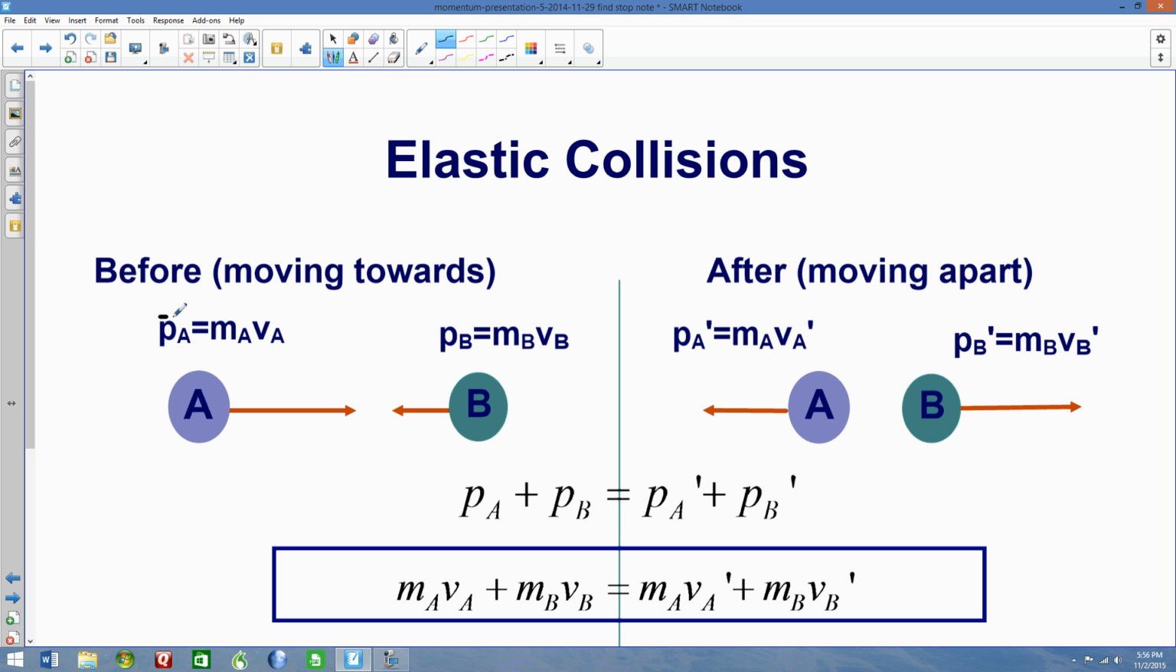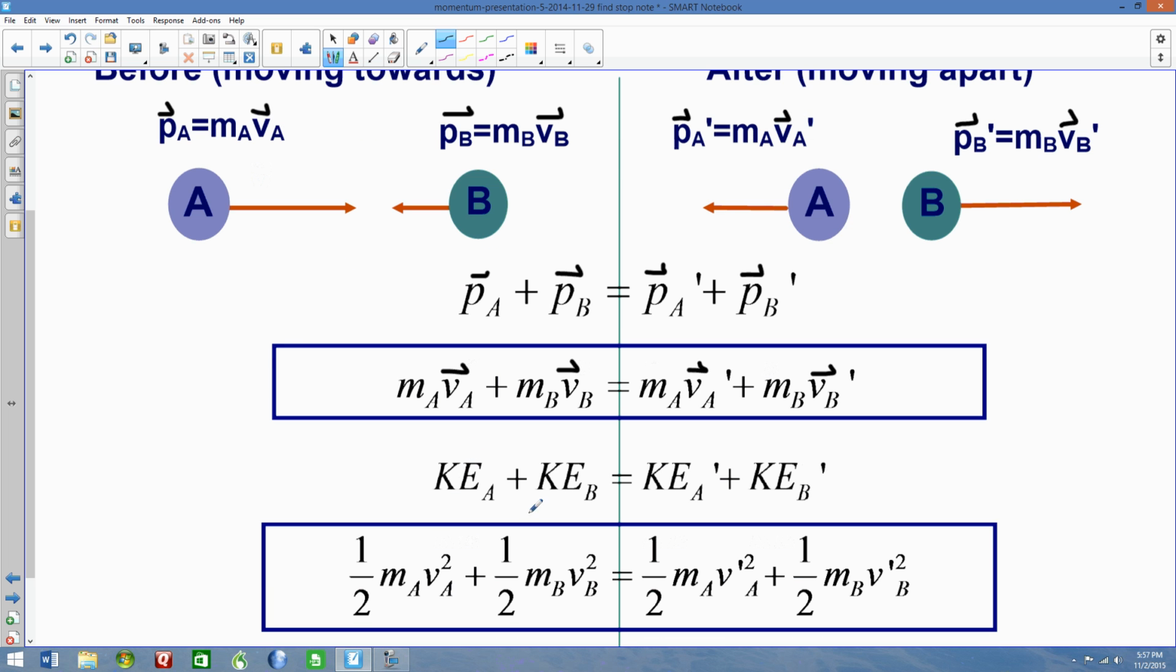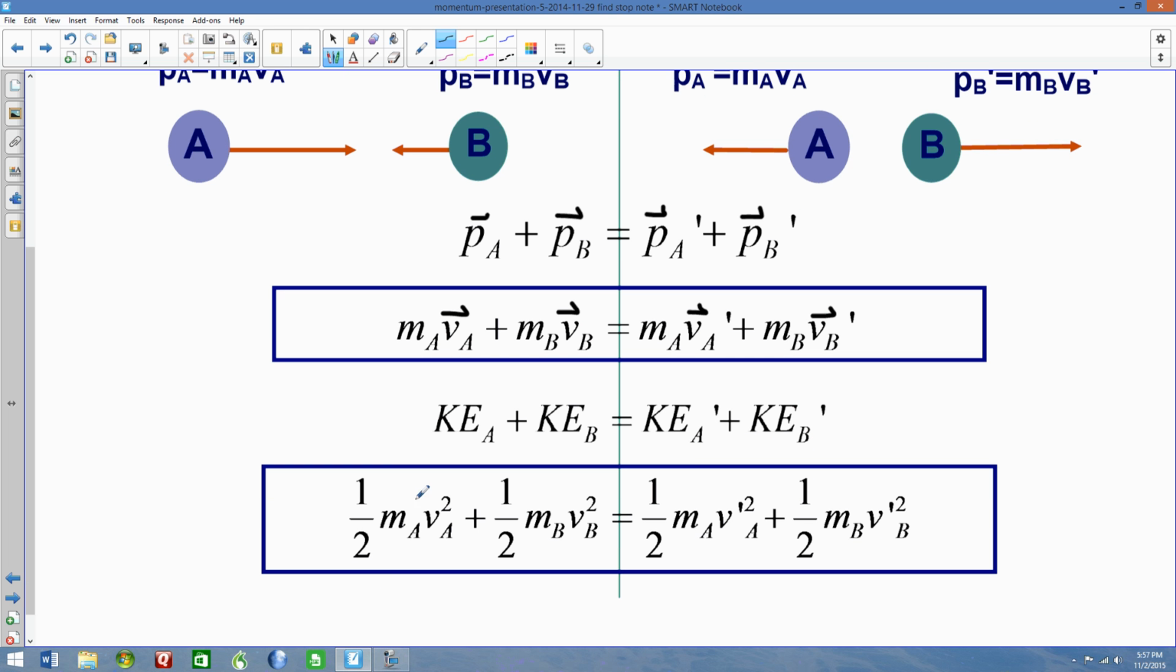Okay, so here, when we add these together, let me get these vector signs on here because this is not quite correct. Otherwise everything looks bolded to me. So this basically says that the momenta I start with has to equal the momenta I end with. And we know that momentum is mv, so we can replace the PA with MAVA, and so on. And it also means that the kinetic energy we start with has to equal the kinetic energy that we end with.